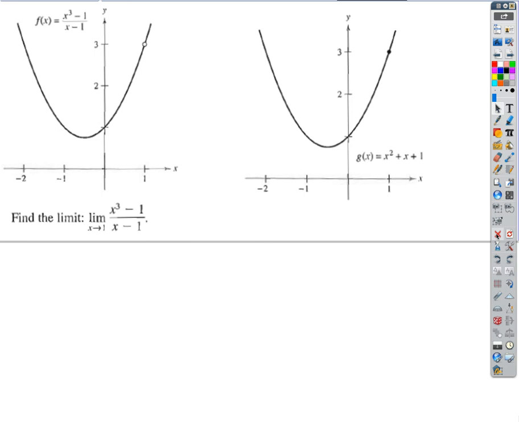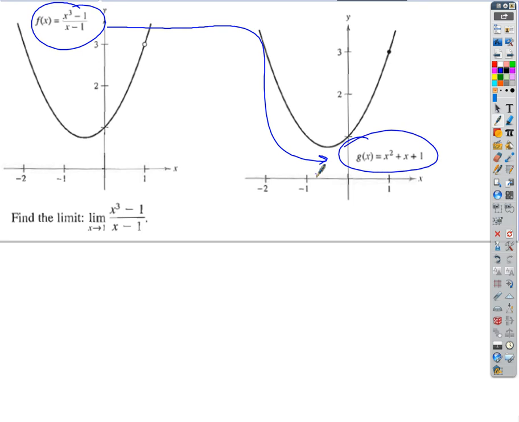Same strategy. The goal is just how do we get there? How do we get from f of x, which is this, to g of x? There are a number of ways you could do this. Suggestions? Yeah, we could factor the x minus 1. Let's try that.